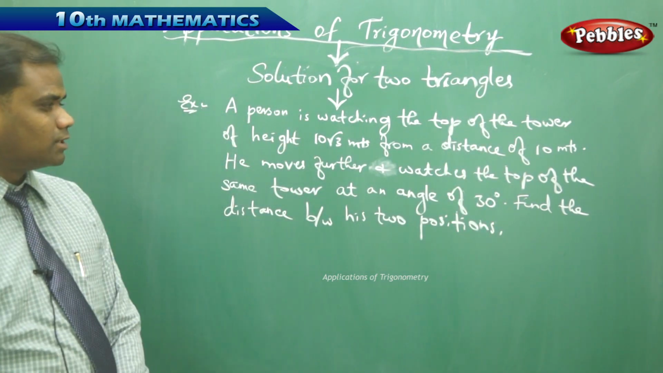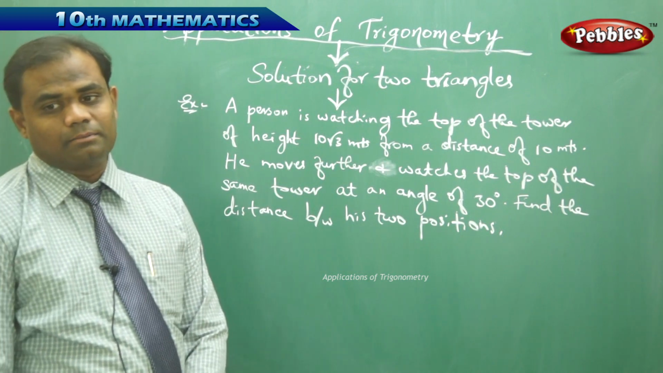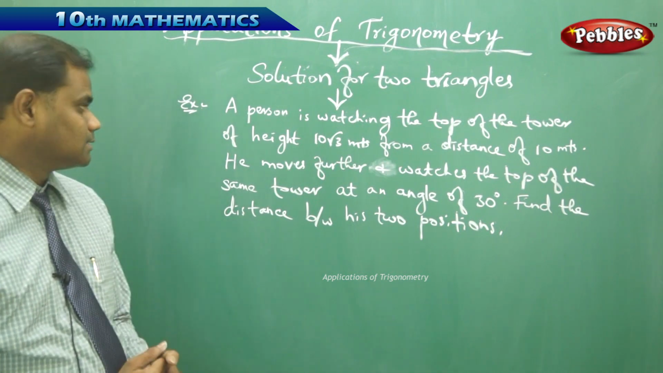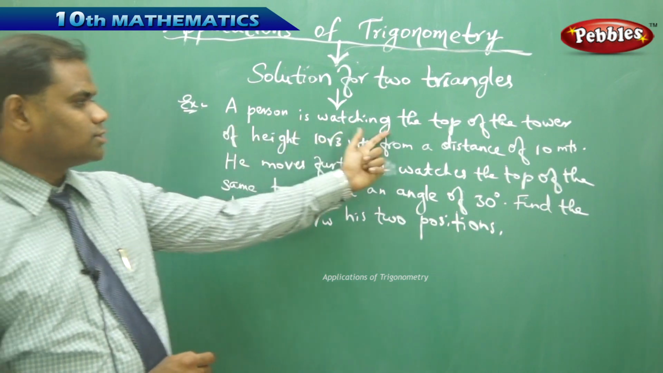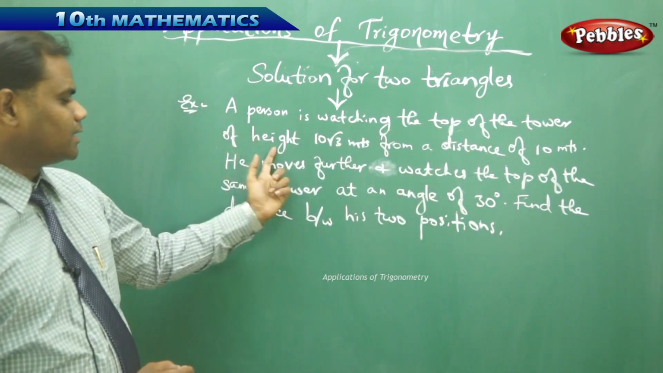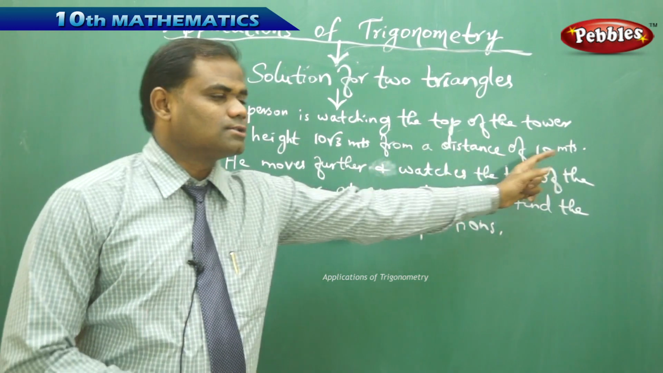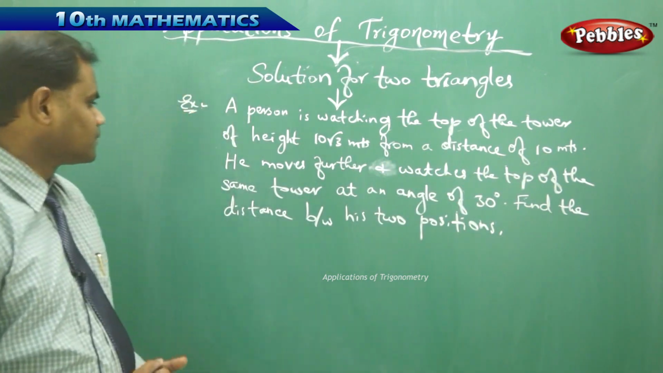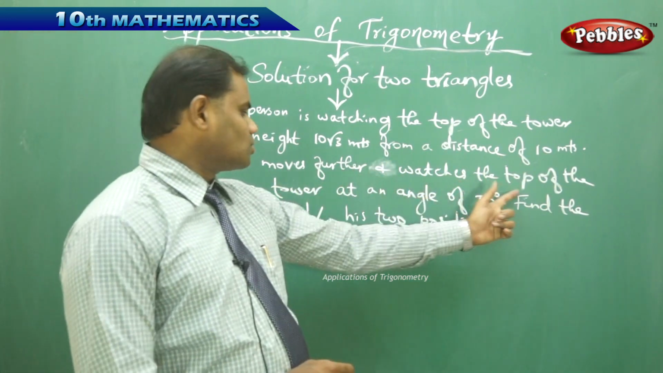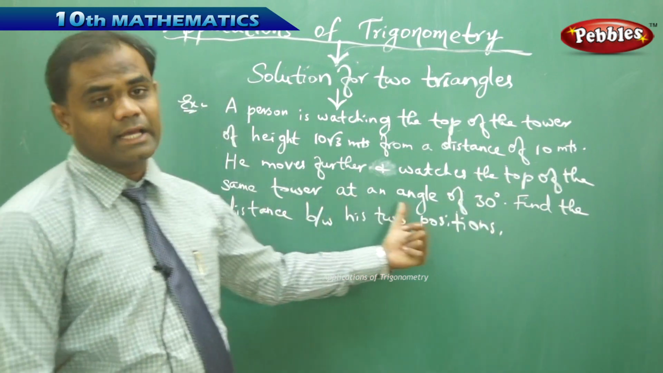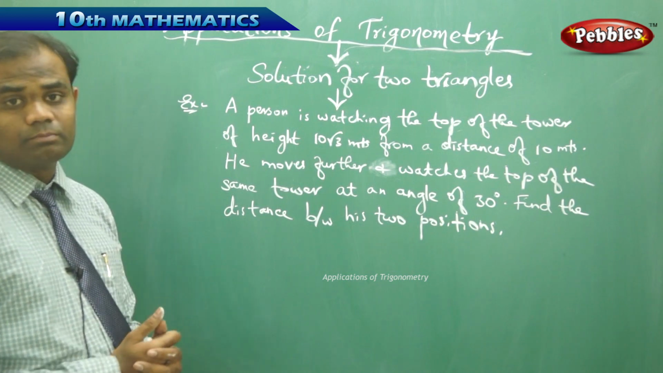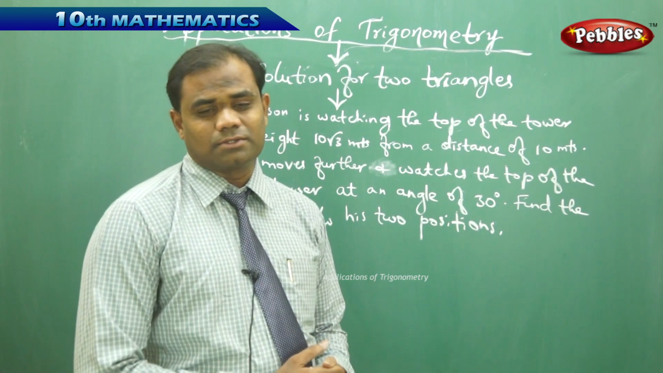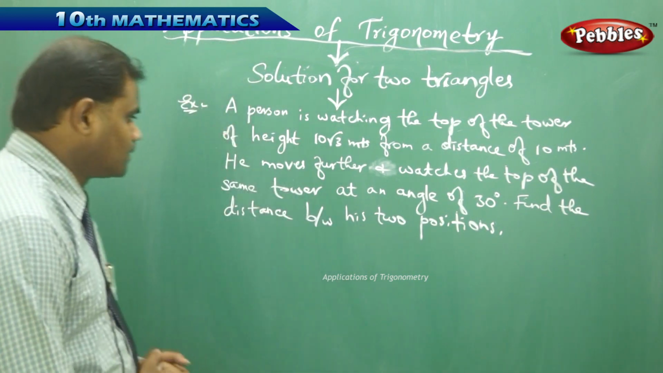So there are many things given out here through which I convert into a diagram and see what exactly I get. Now here, to read carefully, I have a person watching the top of the tower of height 10 root 3 meters from a distance of 10 meters. He moves further and watches the top of the same tower at an angle of 30 degrees. Now I have to find the distance between his two positions.